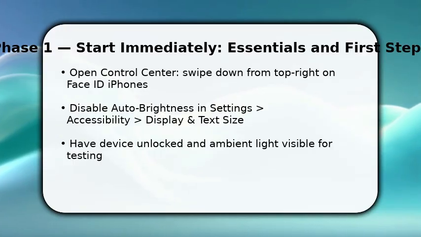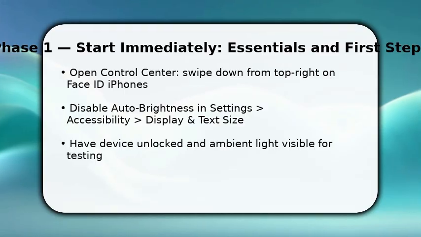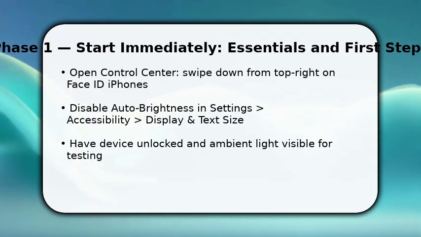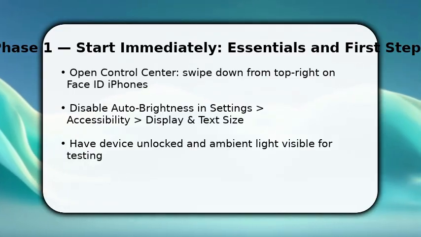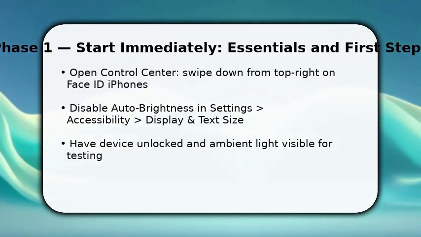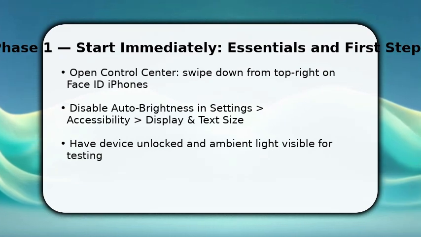Go to Settings, Accessibility, Display and Text Size, then turn off auto brightness. Do this now so the following steps actually change the screen instead of the sensor reverting them. Once done, set a mid-range level to test in real conditions, and make sure the phone is not in low power mode, which can limit brightness.